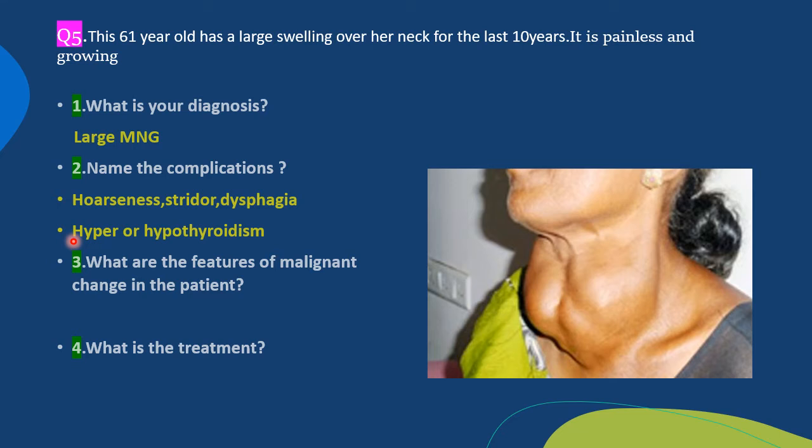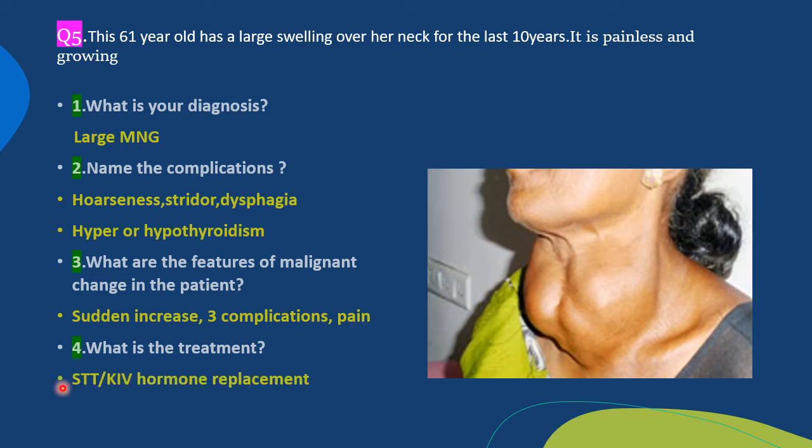Next, features of hyper or hypothyroidism. Third question, what are the features of malignant change in this patient? Sudden increase in size, onset of the 3 pressure complications, hoarseness, stridor or dysphagia, and sudden onset of pain. Fourth question, what is the treatment for this patient? Subtotal thyroidectomy with thyroid hormone, thyroxine replacement therapy.